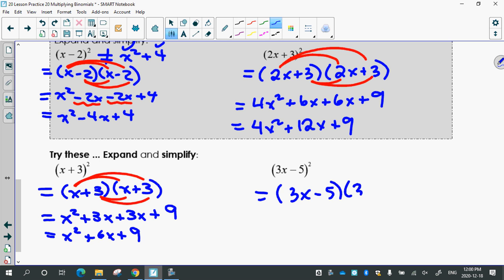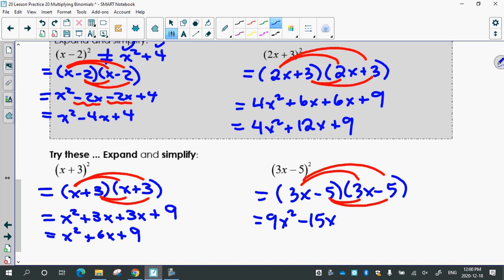So check your work. 9x squared minus 15x minus 15x again plus 25. Negative times negative is positive. And then collect your middle terms. Negative 15 minus 15 is negative 30x plus 25.